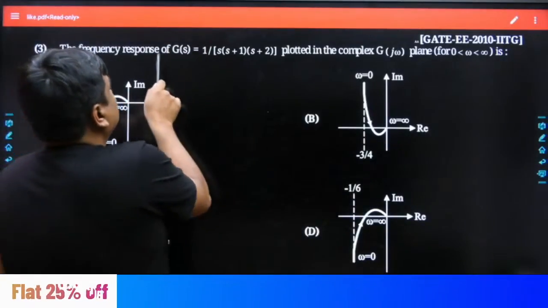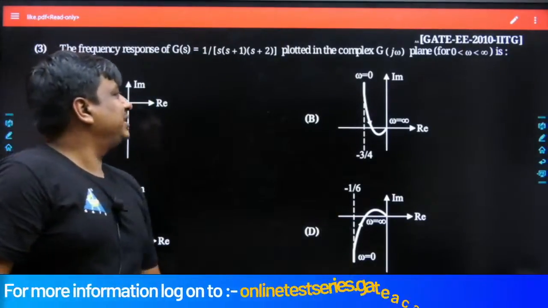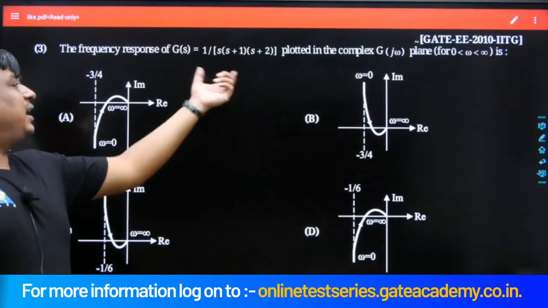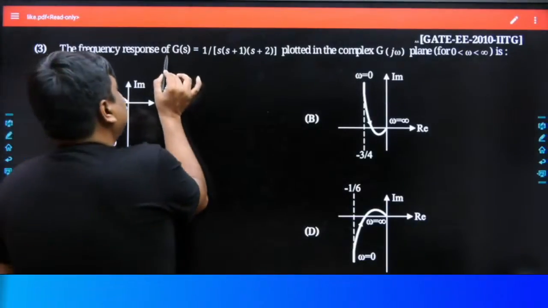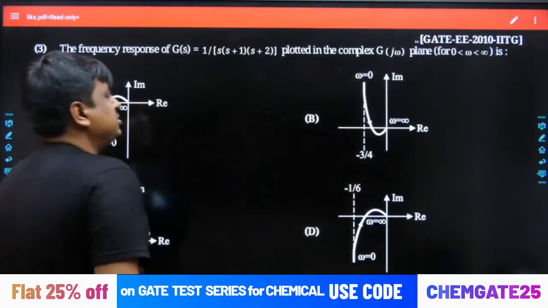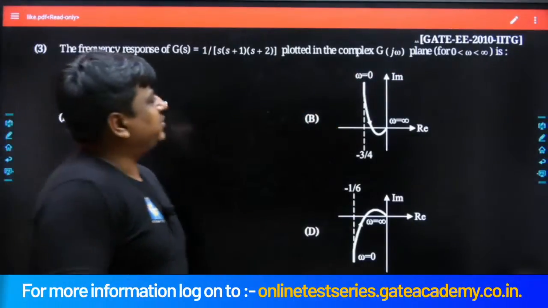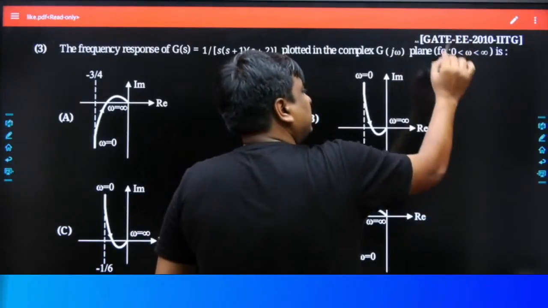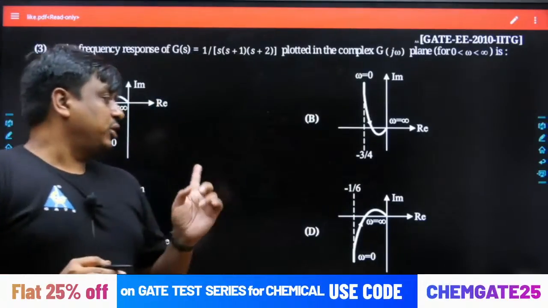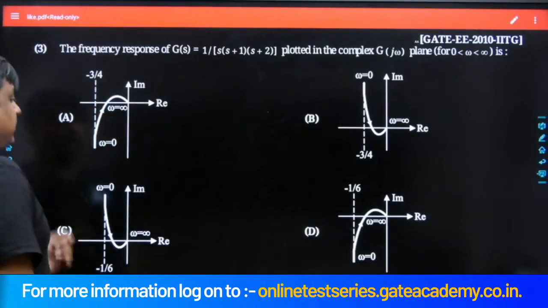Yes. The GS is clearly given in this problem. It is 1 divided by S multiplied with S plus 1 multiplied with S plus 2, plotted in the complex Gj omega. The same thing, the S has to be replaced with j omega. Earlier it was GS, that means the plane of study was the S plane. Now the plane of study has changed to j omega. For omega changing from 0 to infinity, nothing was given, so obviously I would take 0 as 0 plus and similarly infinity as positive infinity. That means they are talking about the polar plot only. The 4 different options were attached along with this problem. Tell me what could be the best answer which we would have after solving this problem.